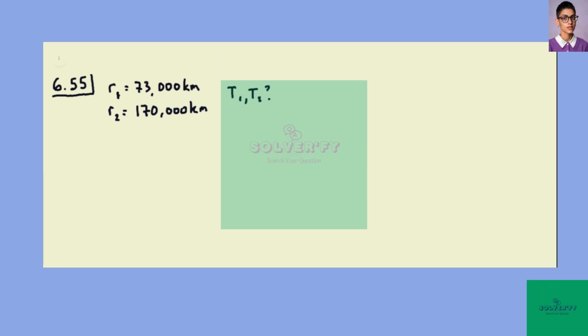6.55. The rings of Saturn are made up of chunks of ice and stuff that orbit around it. The rings aren't like some sort of solid object that spins around Saturn. They're a collection of these little chunks. Now the inner radius of the rings is 73,000 kilometers, and the outer radius is 170,000 kilometers. We want to find what the period of one of these chunks of ice is at the inner radius and at the outer radius, and then compare it with Saturn's rotation period, or the length of its day, of about 10.5 hours.